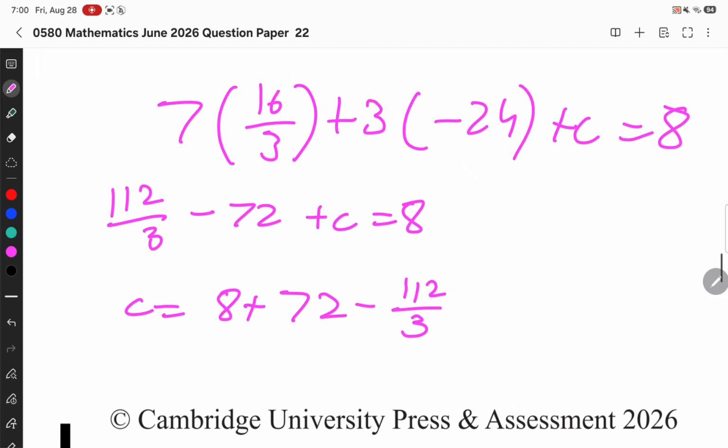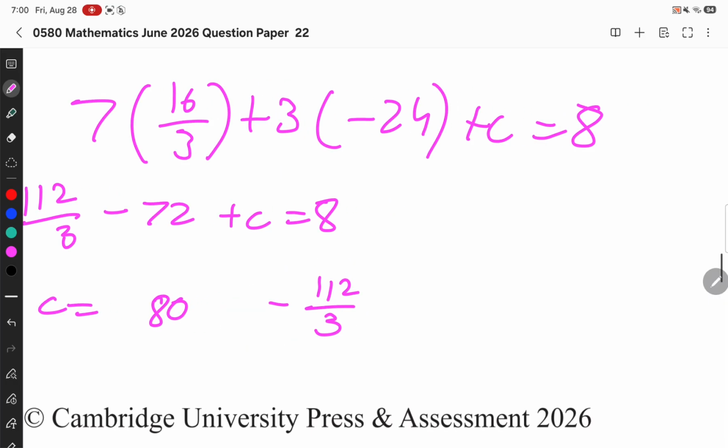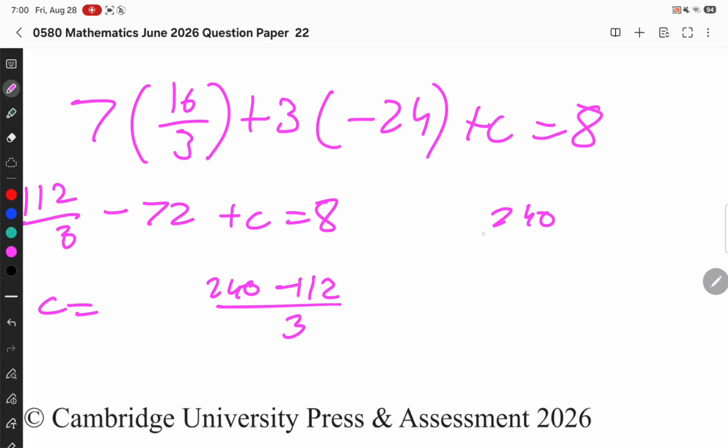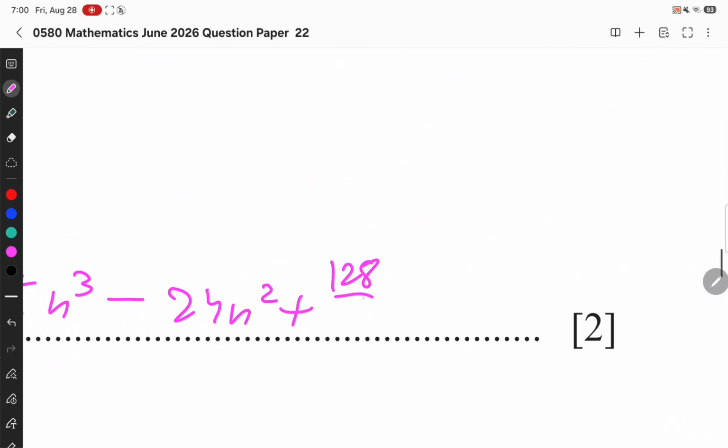So 8 plus 72 is 80. Next, we can multiply by 3 on both sides to get 240 over 3. So you can combine this. 240 minus 112 is equal to 128 over 3. I know, but it's a good number. 128 over 3.